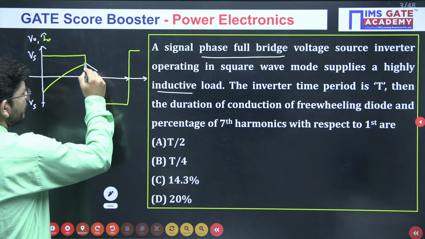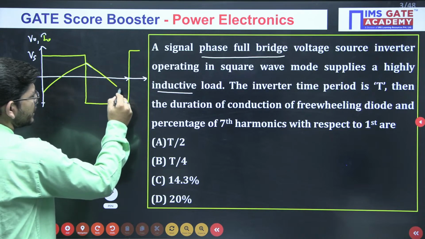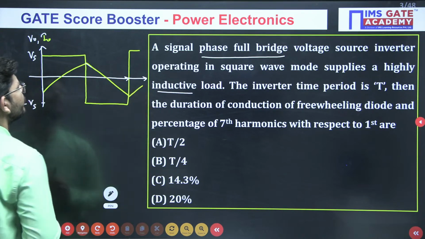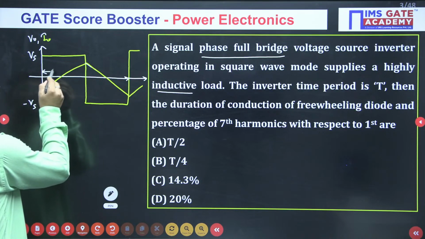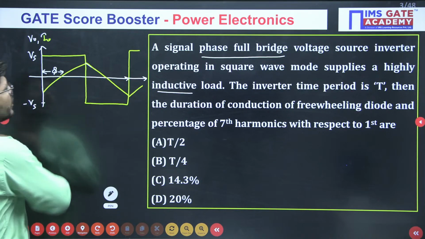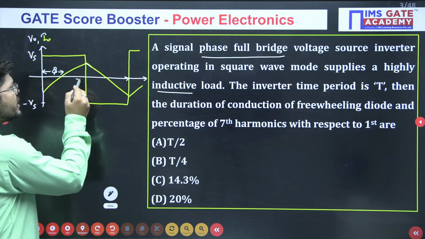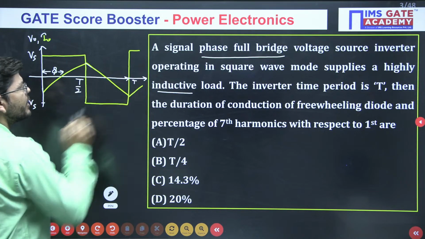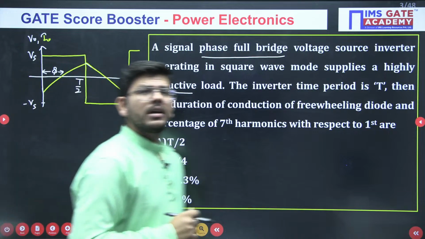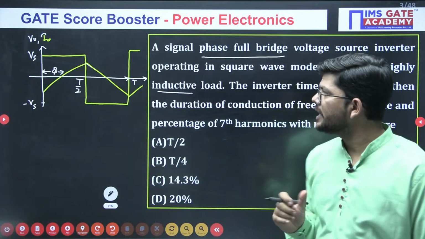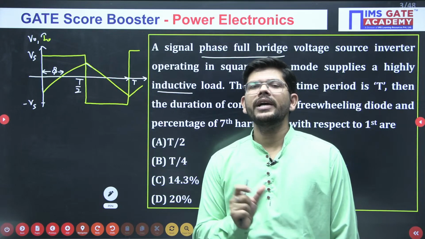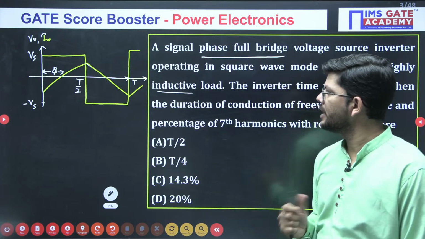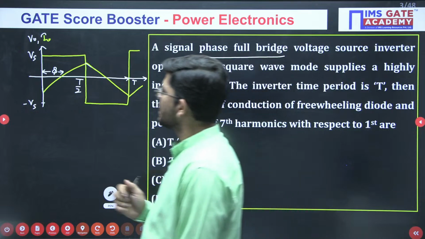Just see, the current waveform will be a linear one. Across the inductor, you know that you have a linear voltage waveform and a linear current waveform. So now, this duration we will call phi, and this duration will be T by 2 and T by 2. For T by 2 duration, we are turning a switch on, and turning a switch off as well.